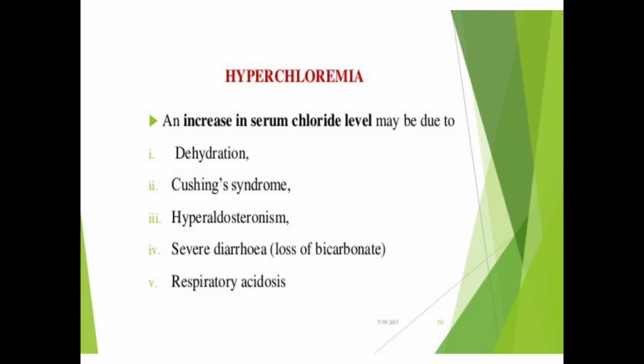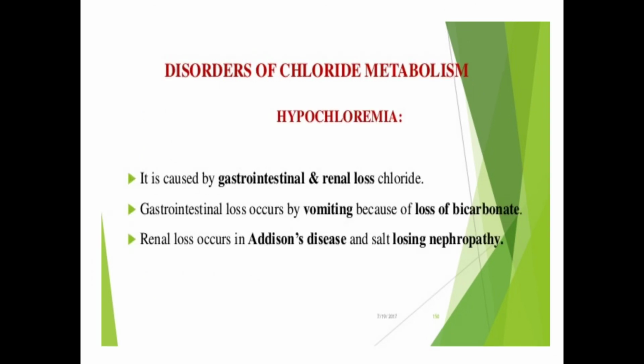Hyperchloremia, increased serum chloride: mainly dehydration because blood volume is reduced, Cushing's syndrome, hyperaldosteronism with increased aldosterone secretion, severe dehydration, loss of bicarbonate, and respiratory acidosis. There is increased serum chloride level. So these are in brief about sodium, potassium, and chloride.